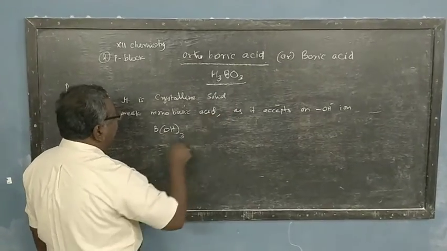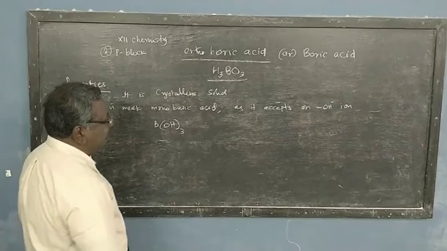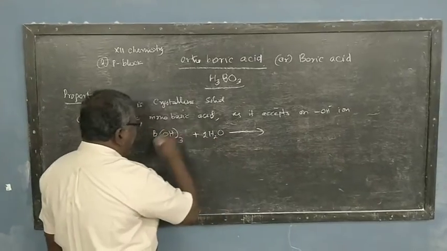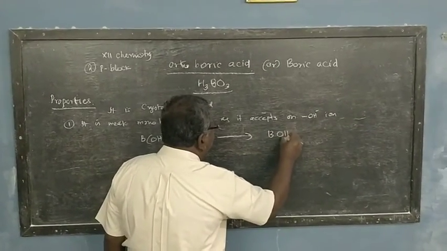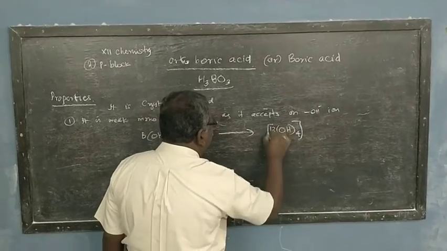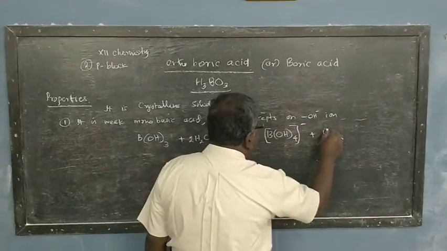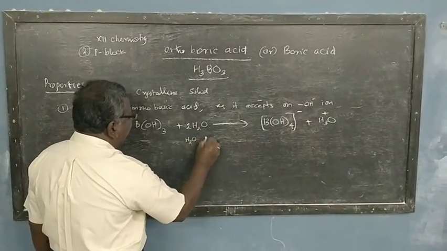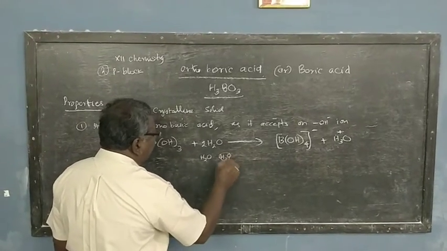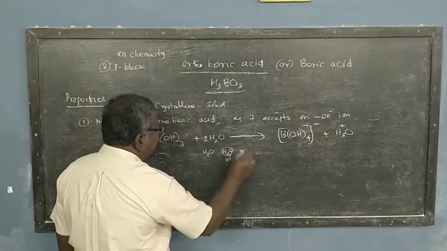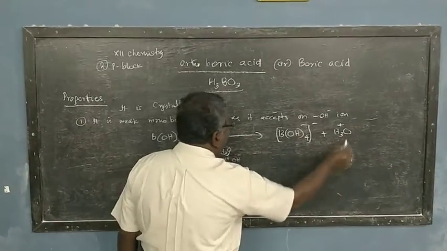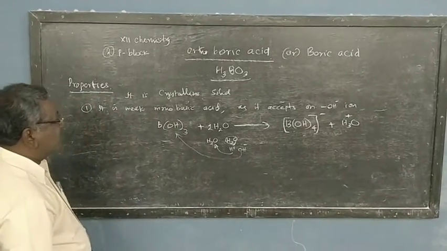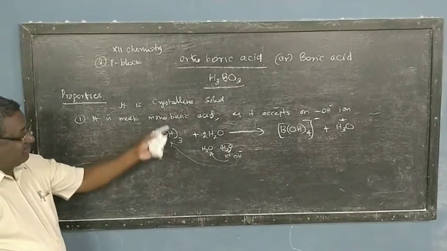H3BO3, B(OH)3 can also be written, nothing wrong. This reacts with water molecule. If there are two water molecules involved, one gives OH minus and this will become B(OH)4 minus ion. It forms anion and it becomes H3O plus. Right? So two water molecules involved. In the two water molecules, one water molecule breaks as H plus and OH minus. H plus goes with the other water and becomes H3O plus. OH minus goes with boric acid and becomes B(OH)4 minus. Right? So this will be asked as a 2 mark question.